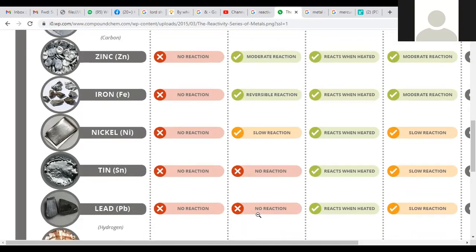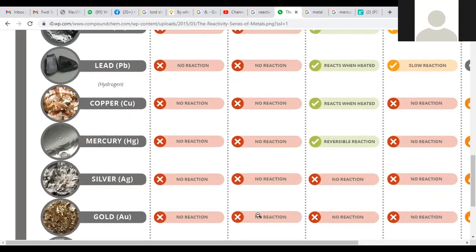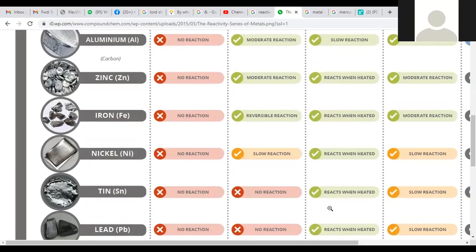And next is about tin, no reaction, and here also lead, no reaction, copper, no reaction, mercury, no reaction, silver, gold. Being noble metals, they are not able to give any kind of reactivity towards even low temperature water, or high temperature water as well.